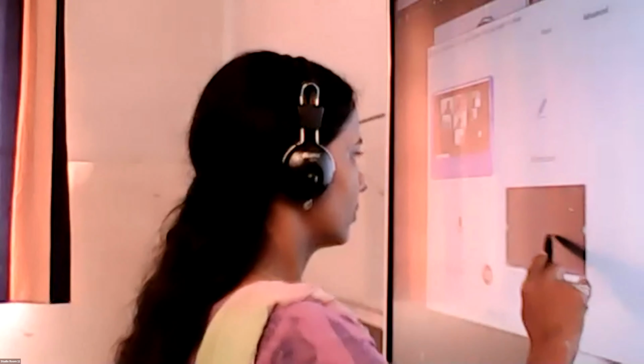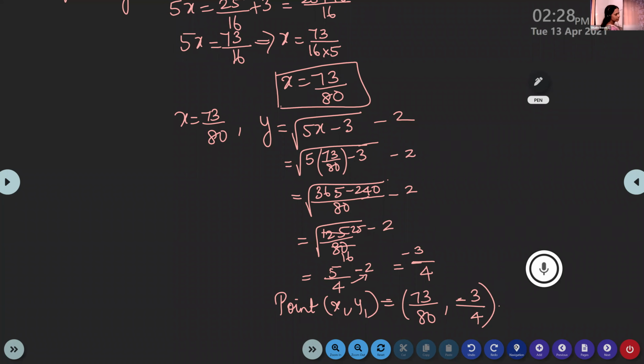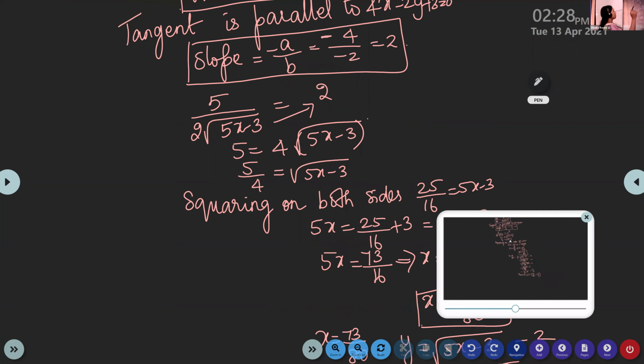Equation of tangent means y minus y1 is equal to m into x minus x1. We need a point x1, y1 and the slope. Slope we already got there. Points we have now calculated. Okay, what is the slope we got there? Look at there, what is the slope? We have calculated the slope dy by dx. We're getting the slope as 2.